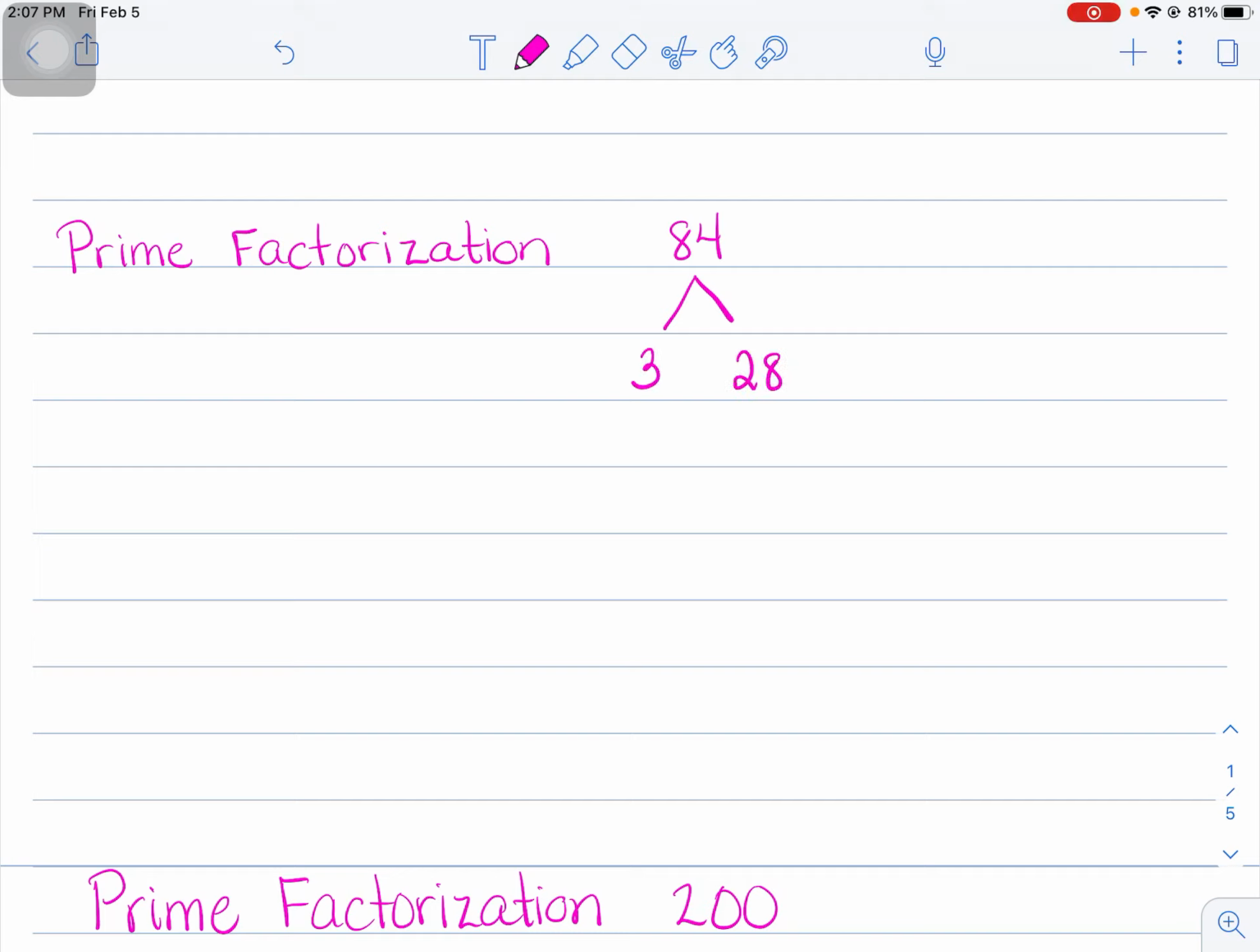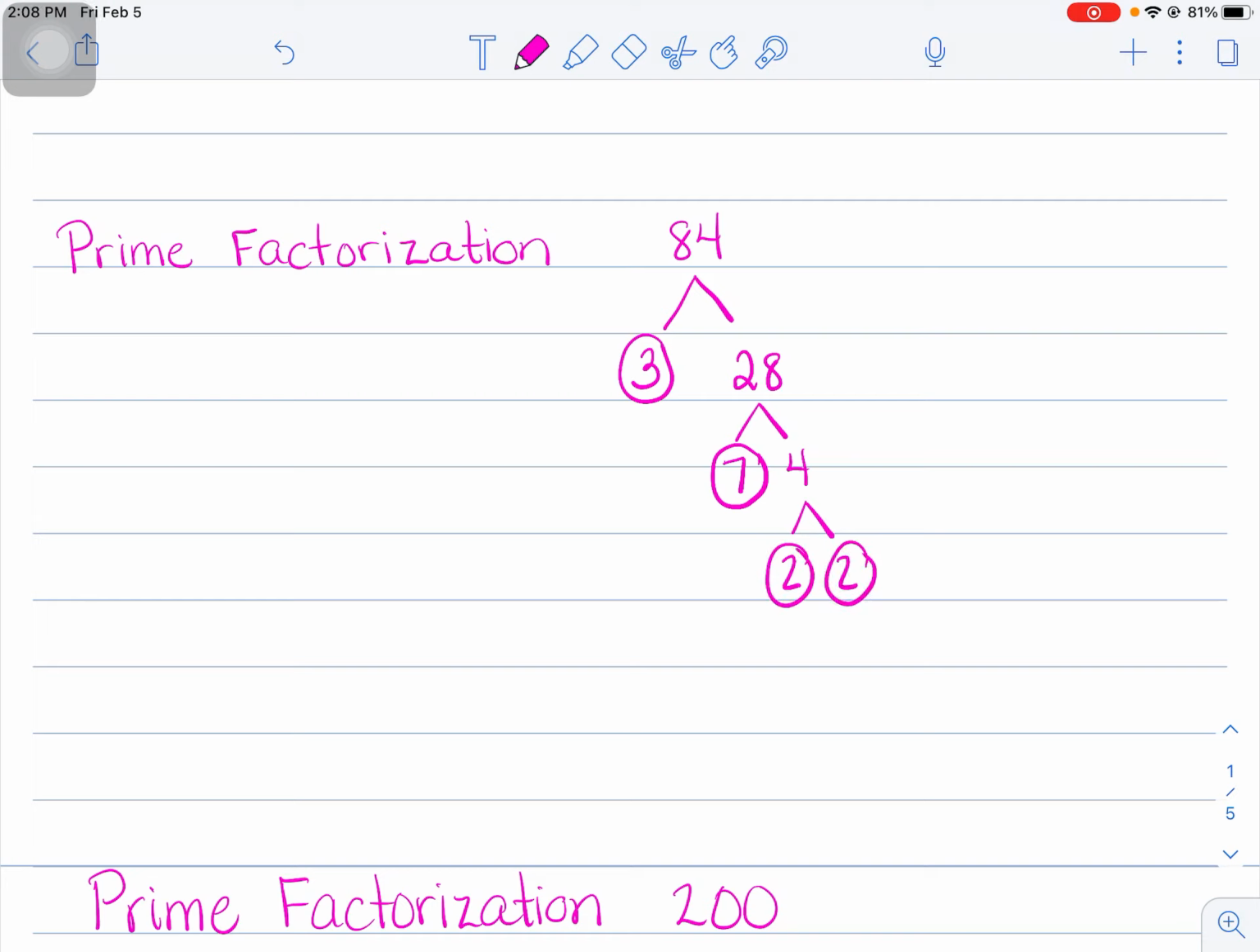Now, notice that 3 is a prime number. It can't be factored any further. But I can factor 28 further. So I can think about what 2 numbers multiply together to get me 28. And my goal is to get these down to prime numbers. So I'm thinking about prime numbers that get 28. I can see 7 and 4. 7's a prime number, and I'm circling my prime numbers because I know I'm done factoring those. 4 can still be factored further, and I can think about those 2 numbers, 2 and 2.